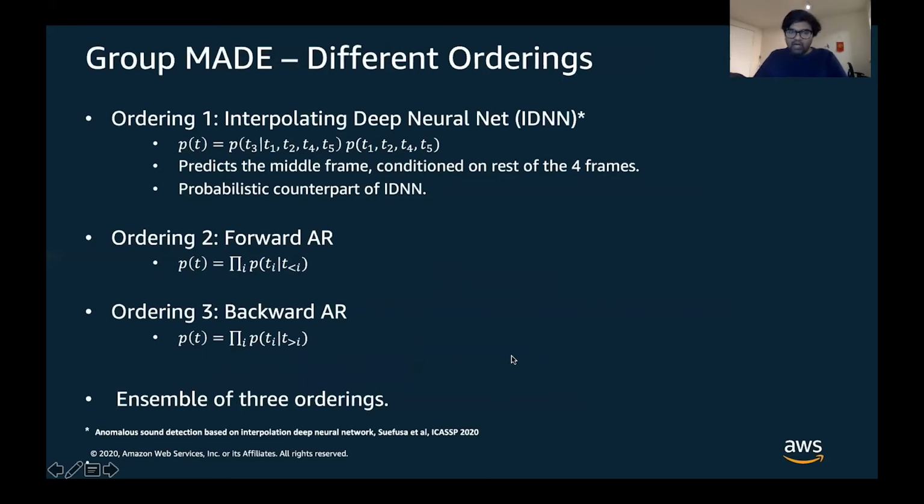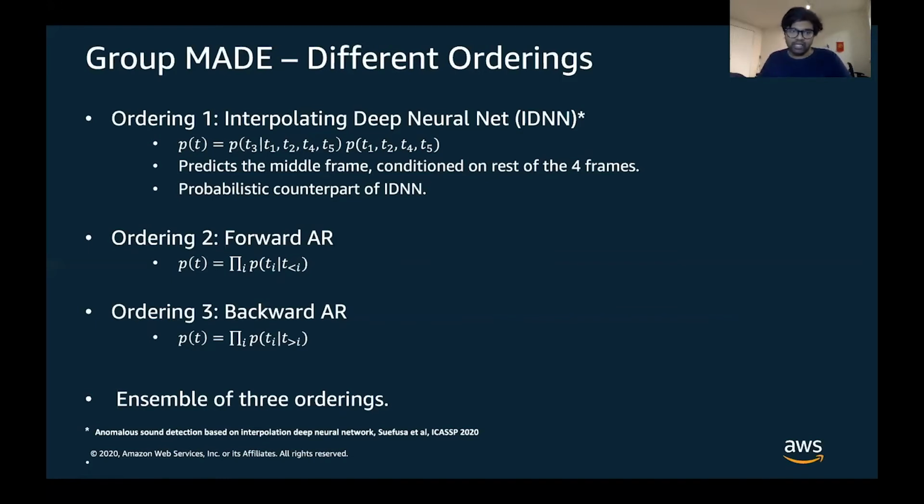So far, I have talked only about the causal ordering. But you can choose any ordering you want when decomposing the joint distribution, because that only changes how you devise the masks. For example, we use 3 orderings in our work. Ordering 1 is motivated by a recent work from ICASSP 2020 called Interpolating Deep Neural Network, where the idea was that if we have 5 frames, I use the first 2 frames and the last 2 frames to predict the middle frame. That's why it's called Interpolating Deep Neural Network.